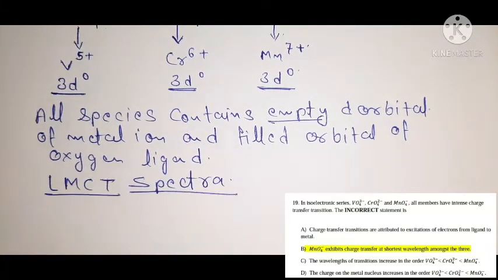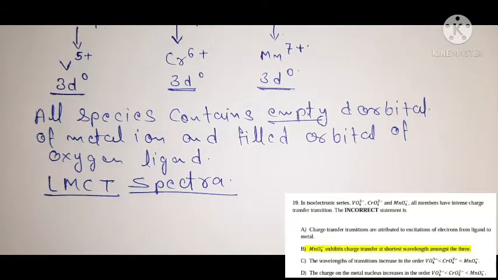So all these complexes show ligand to metal intense charge transfer spectra, because in these species we have filled ligand orbitals and empty metal orbitals. So there is a transfer of charge from the filled ligand orbitals to empty d orbitals of the metal atom, and this is responsible for their intense color also. Ligand to metal charge transfer spectra is also responsible for the intense color of the complexes.